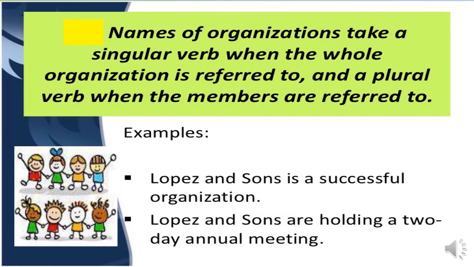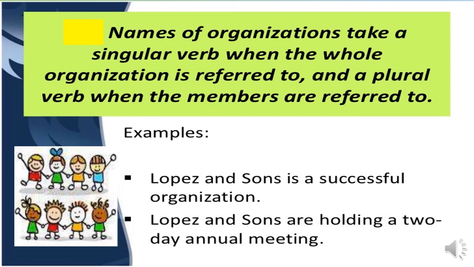Coming to the names of organizations, they always take a singular verb when the whole organization is referred to, and a plural verb when the members are referred to. So I told you when I was talking about the soccer team, that is the collective nouns. So here also the same rule applies. The name of an organization is one, so it is considered as only one, and that's why we have the singular verb.